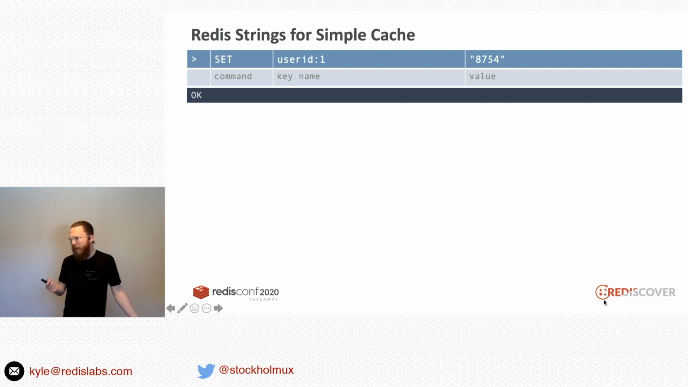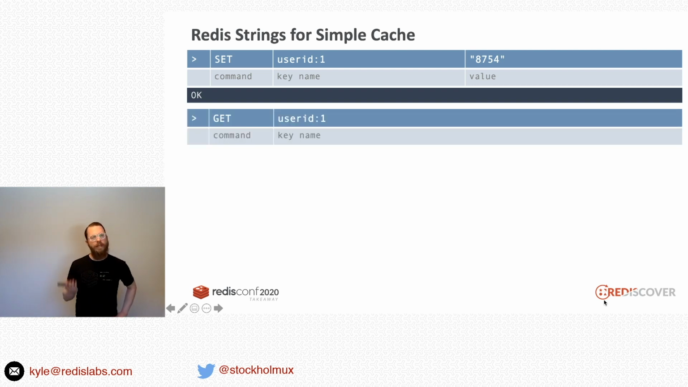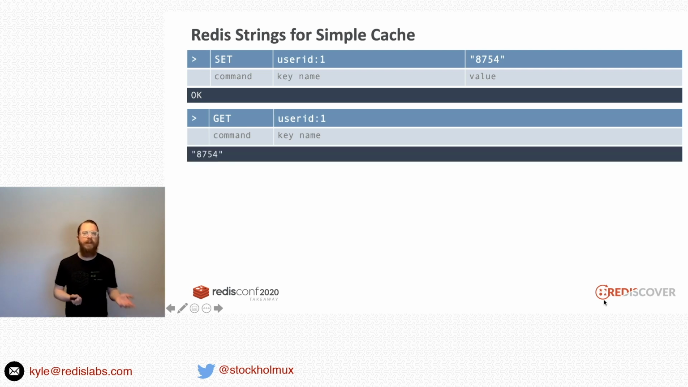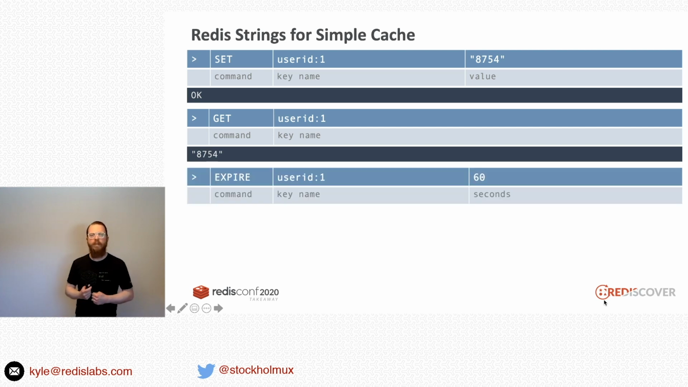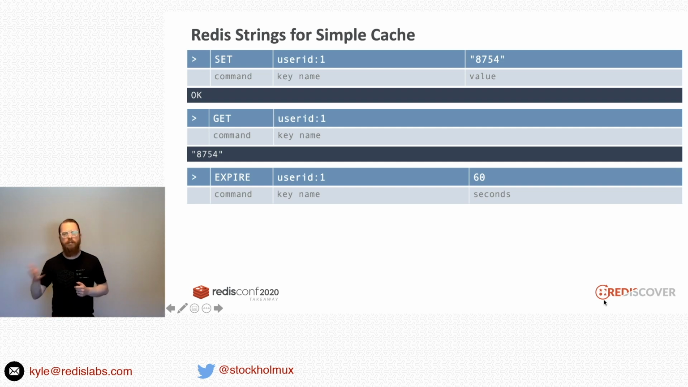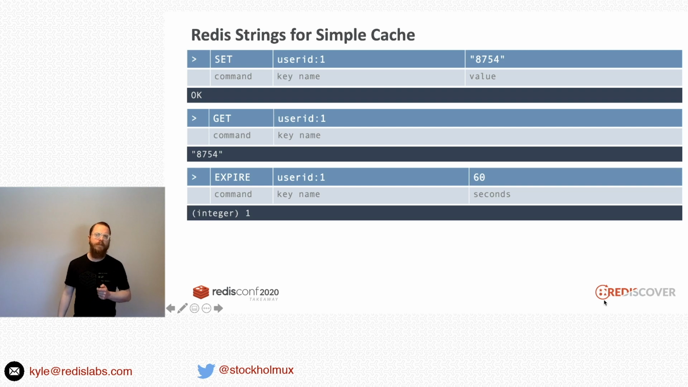Redis will respond with OK, and that basically just says I've done it. Now, if I want to get that value back out, I have my command, which is get, and my key name, which is the only argument here, and it will retrieve that value immediately for me. Then we have expire. Expire will set the expiry on that value. So user ID 1 says, I don't care about it after 60 seconds, right? After 60 seconds or thereabout, it'll go away. And then Redis will respond back with 1.